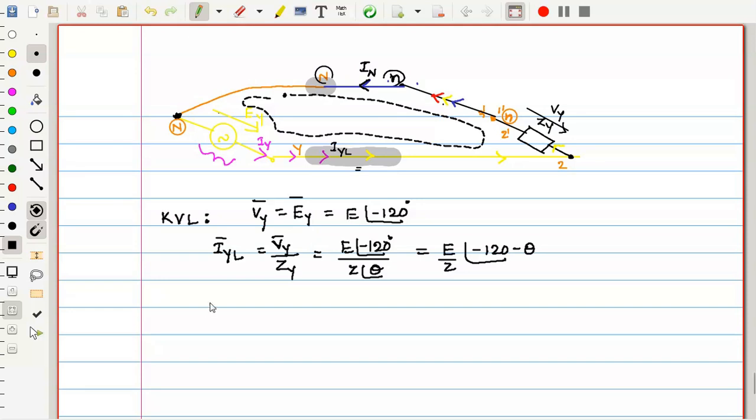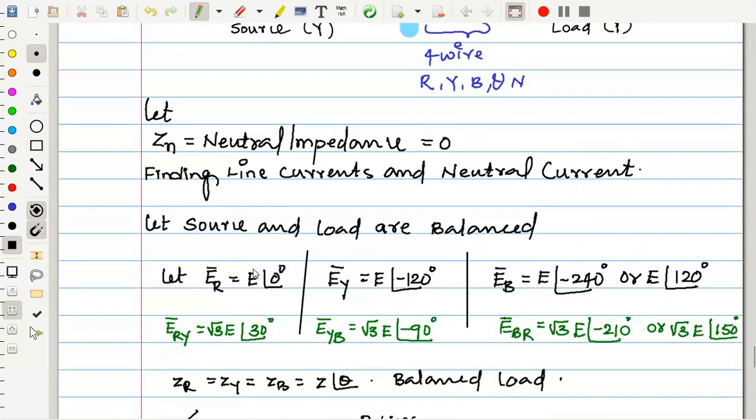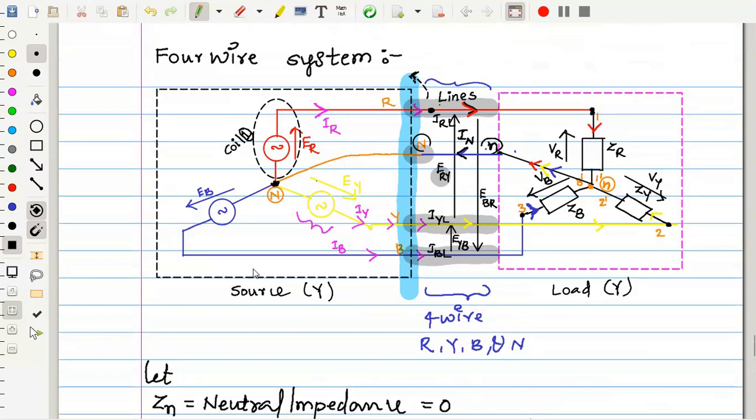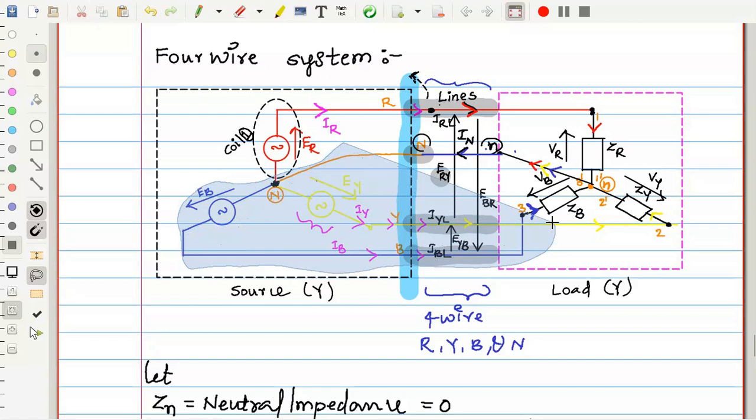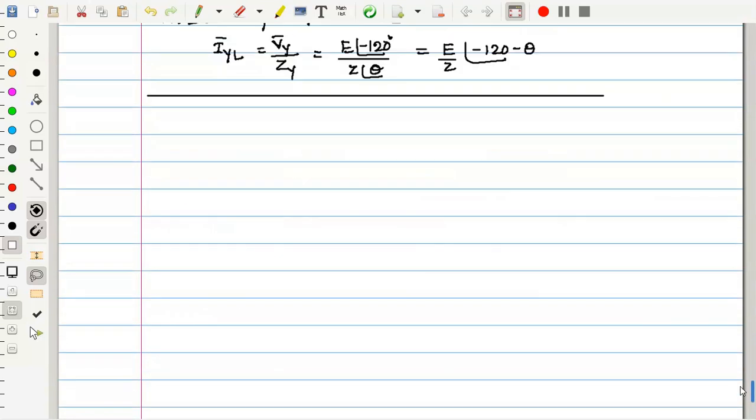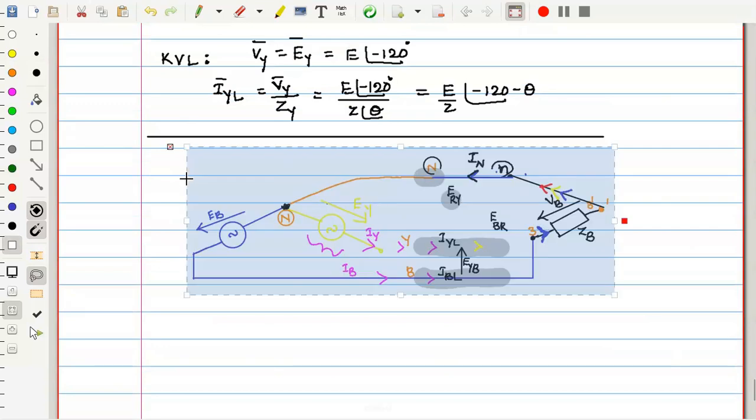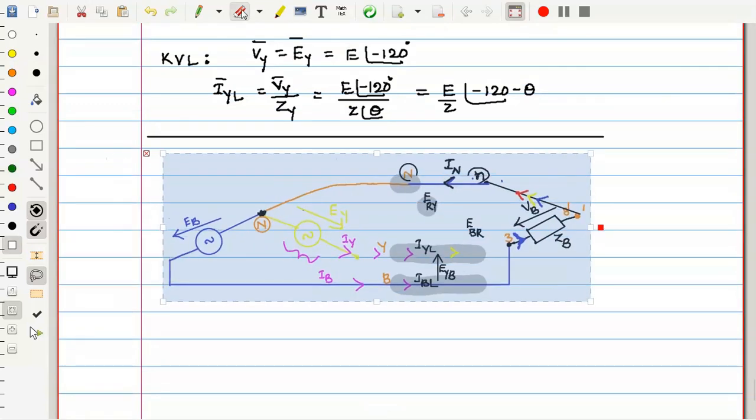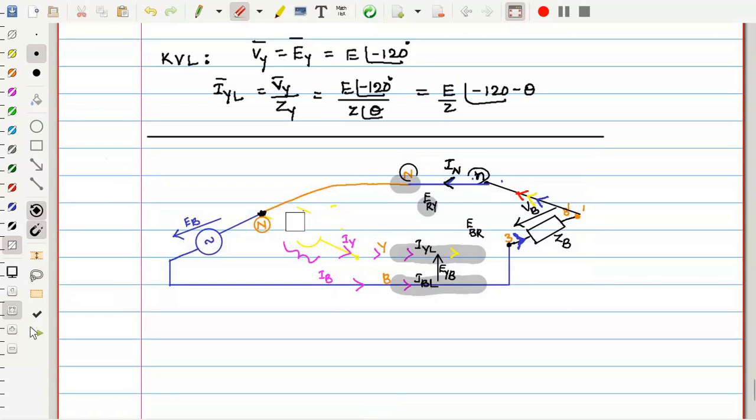Similarly, you can choose the other phase. The other phase is the B phase. B phase corresponding things, and the neutral. So what we get is like this, and now let me remove the Y phase.